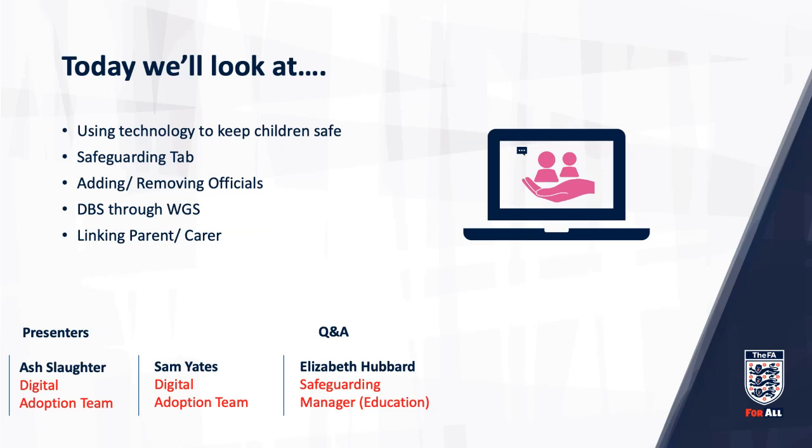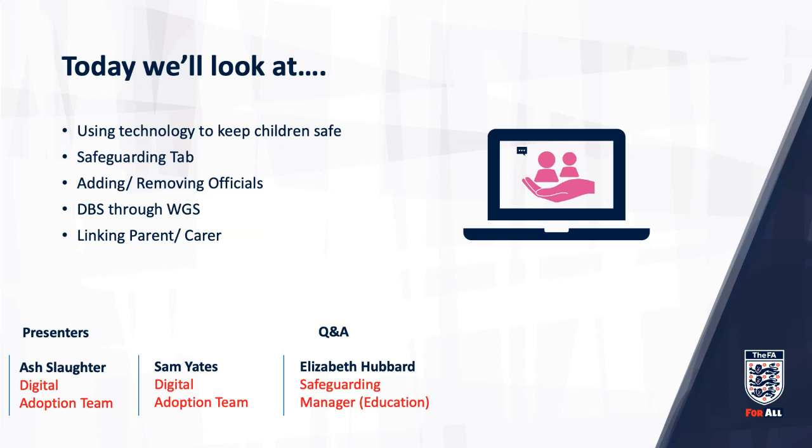We'll be looking at the DBS, starting it and ending it through the Whole Game System, and how that can speed up the process and make your lives a little quicker and easier, and also how to link and access the data of the parent or carer to a child. Ash is with me this afternoon and will be doing a lot of the demonstrating, and I'm also joined by Elizabeth, and we'll be monitoring the Q&A as we go through.